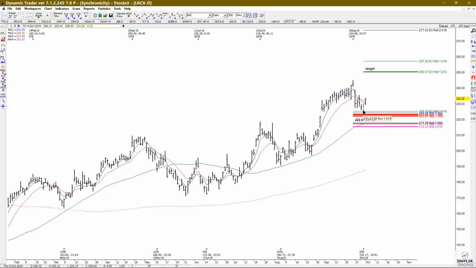Now, if these zones hold, which it did in this case, you always want to go down to the lower time frame chart and look for a buy trigger. That's what tells you to take a trade against one of these setup zones.